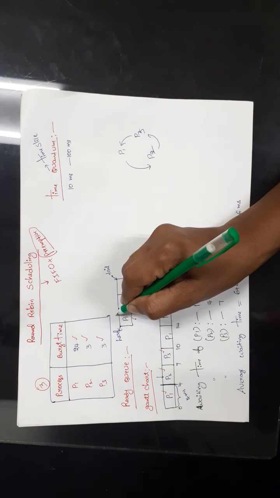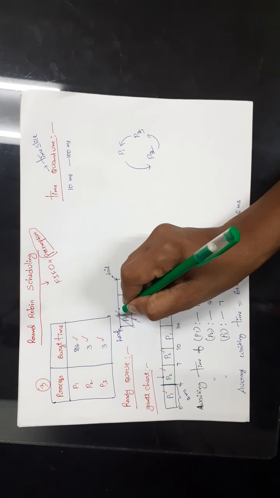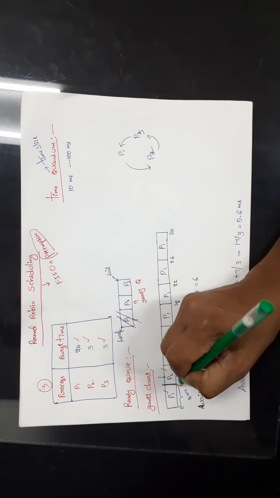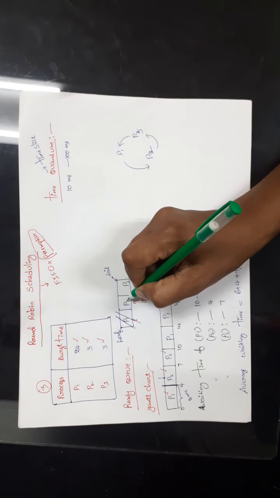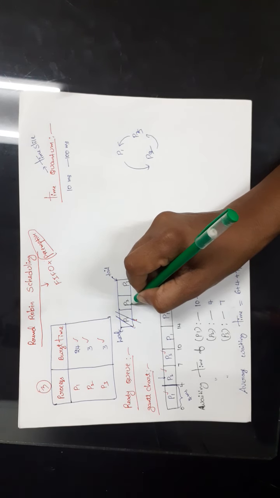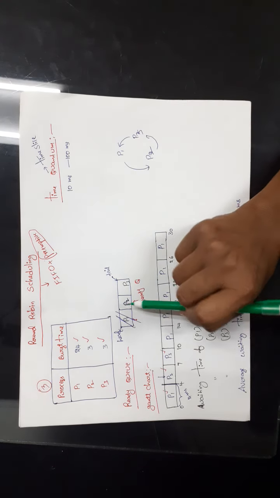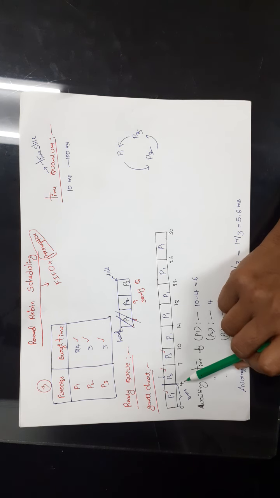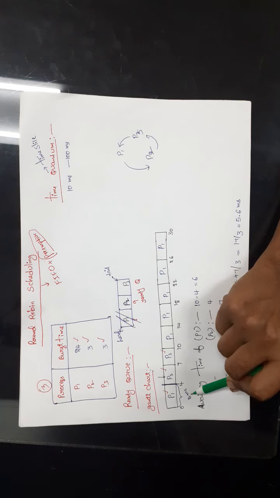So first, the CPU is allocated for P1. After 4 milliseconds of time, we are forcefully taking the CPU from P1 and giving the CPU to the next one in the queue. So who is the next one in the queue? Here P2 is the next process in the queue, so we will take P2. Here if you observe, we are forcefully taking the CPU from the process P1 after 4 milliseconds.